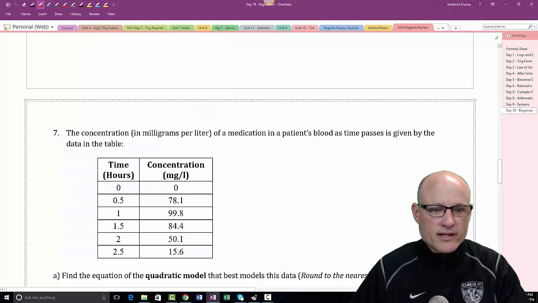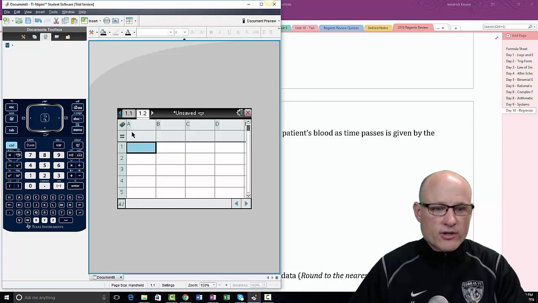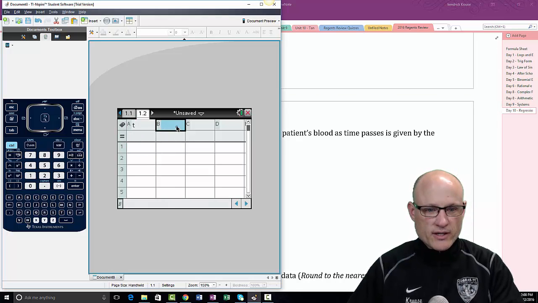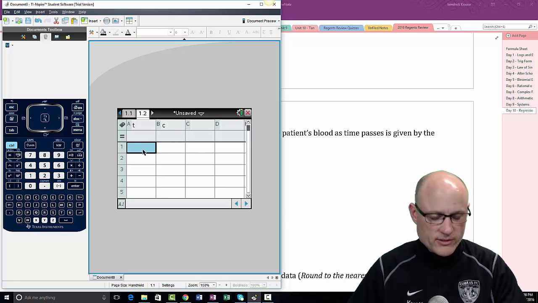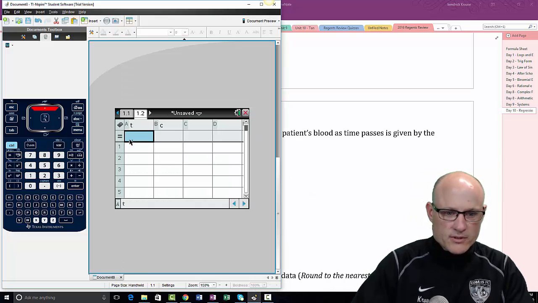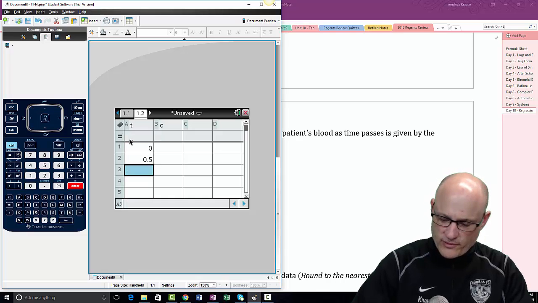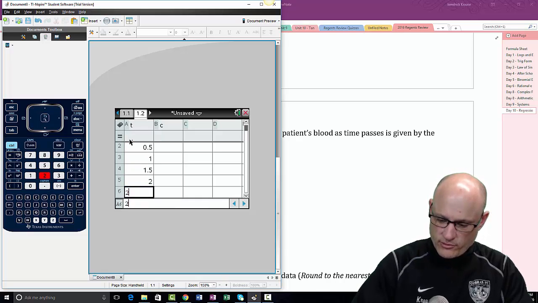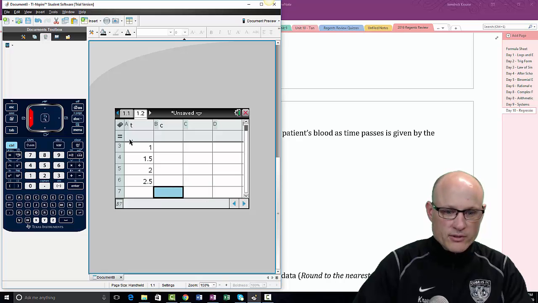All right. So we've got time and concentration. Time is the x value. Concentration is the y value. And it's going up by 0.5. So 0, enter, 0.5, enter, 1, enter, 1.5, enter, 2, enter, 2.5. I think that was the highest one.